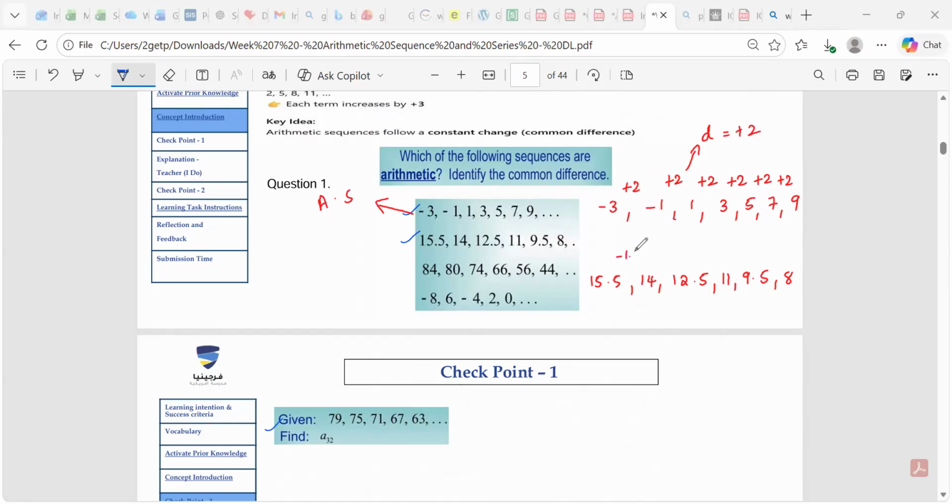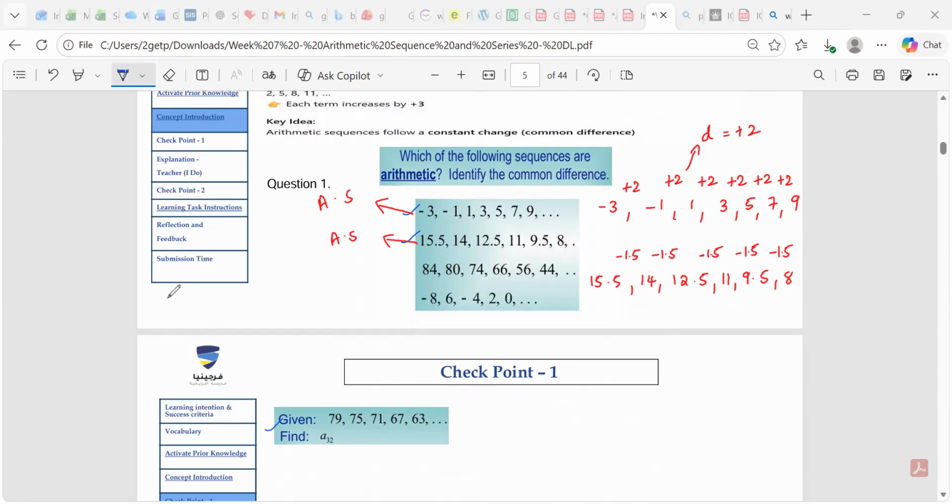15.5 minus 1.5 is 14. 14 minus 1.5 is 12.5. 12.5 minus 1.5 is 11. 11 minus 1.5 is 9.5. 9.5 minus 1.5 is 8. So, do we have a common difference? Yes. We have to subtract 1.5 to get the next term. Therefore, this is also an arithmetic sequence.